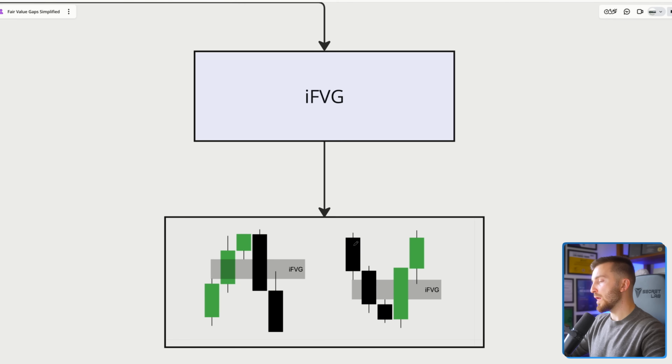And this also applies with bullishness. Let's say that we have a bearish fair value gap. We can see it right here. Once that fair value gap gets disrespected, then we now create a bullish inverted fair value gap.